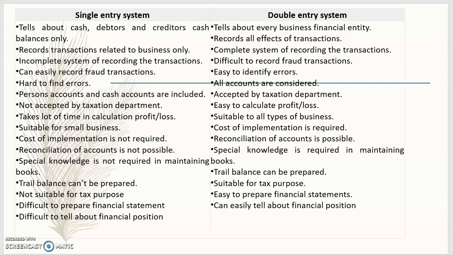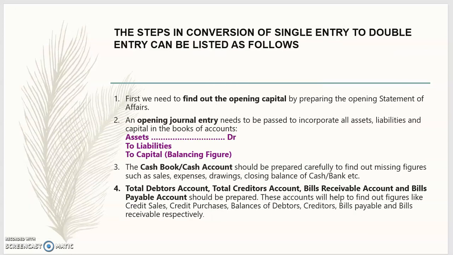But double entry system is authorized by the tax department and it is suitable for the recording of tax purpose. It is difficult to prepare financial statements and difficult to explain the financial position of the organization with the single entry system. But with double entry system, decision making is possible, and the preparation of financial statements and the business financial position can be easily explained with the help of double entry system. So these are some advantages and disadvantages related with the single entry system and double entry system.